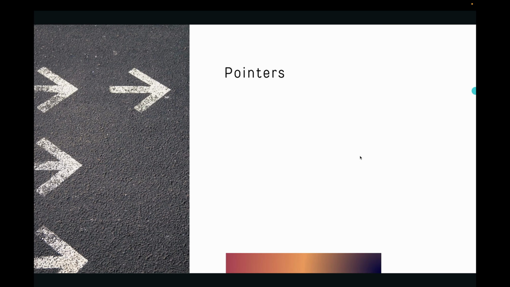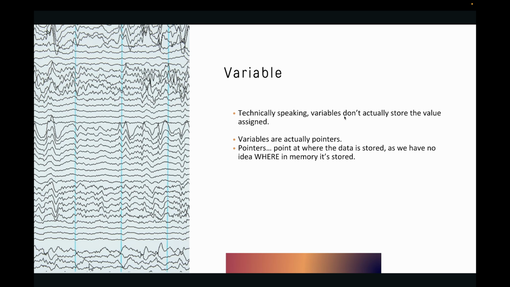All right, so now we're going to get into something a little weird. Something called a pointer. Now, pointers exist in every programming language, but they're really prevalent in C++. Because technically speaking, a variable doesn't actually store a value. It just points to a location in memory where your data is stored. Because we have no idea where your data is actually stored, all we do is store a pointer that points to that location.